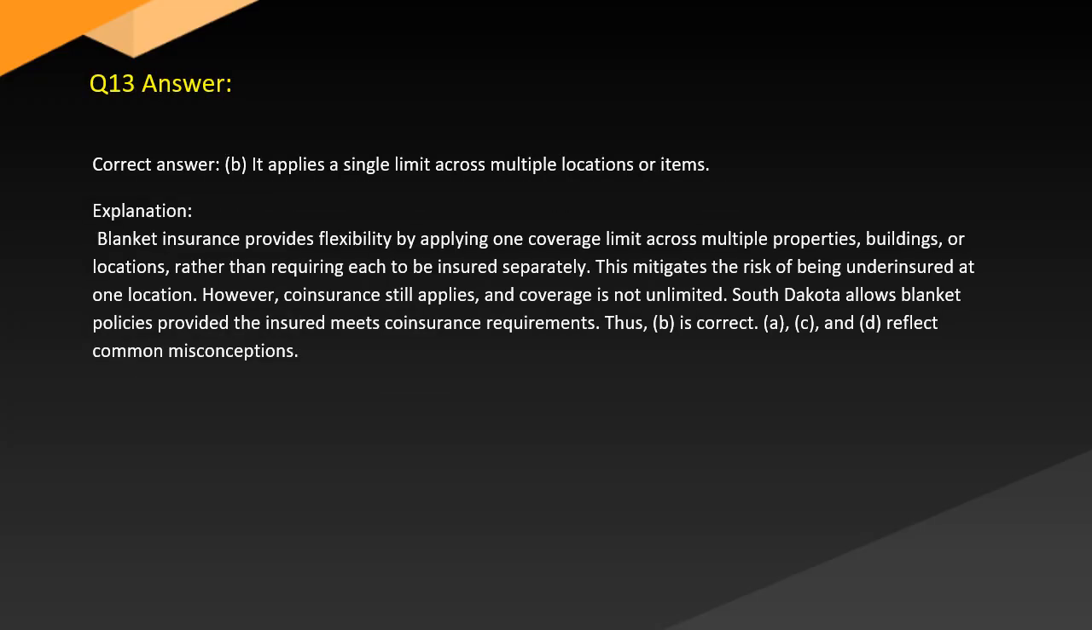Answer. Correct answer. B. It applies a single limit across multiple locations or items. Explanation. Blanket insurance provides flexibility by applying one coverage limit across multiple properties, buildings, or locations, rather than requiring each to be insured separately. This mitigates the risk of being underinsured at one location.